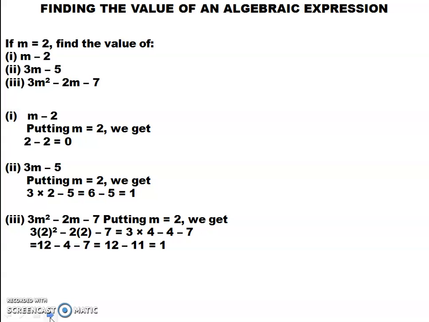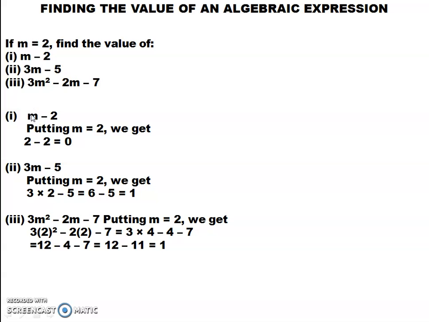Finding the value of an algebraic expression. If m equal to 2, find the value of these three expressions. The first is m minus 2. The second question is 3m minus 5. The third question is 3m square minus 2m minus 7. So we'll go for the first one, m minus 2.